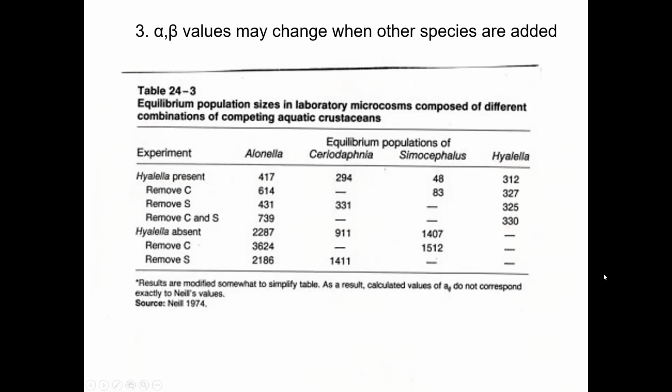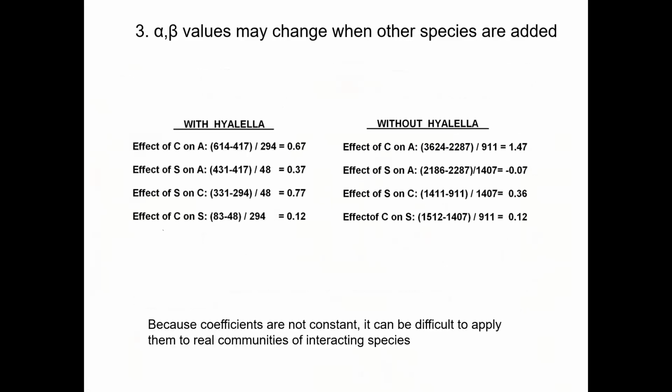Well, let's do the calculations. Let's not look at these numbers. Let's do the calculations. So with high allele, the effect of C on A is 0.67. Without it, it's 1.47. Oh, crap. The effect of S. cymocephala on Alonella is 0.37 when high allele is present. And it's actually a positive because remember, we're subtracting this times N2. So this is actually mutualism. It benefits Alonella to have these guys without high allele, but it hurts them to have them when high allele is present.